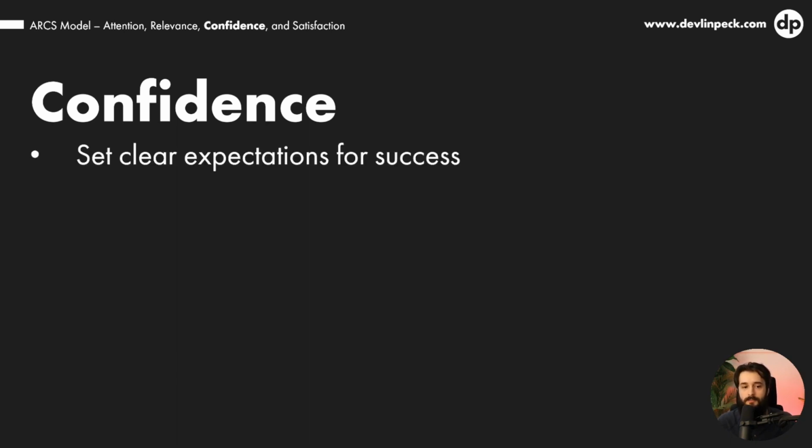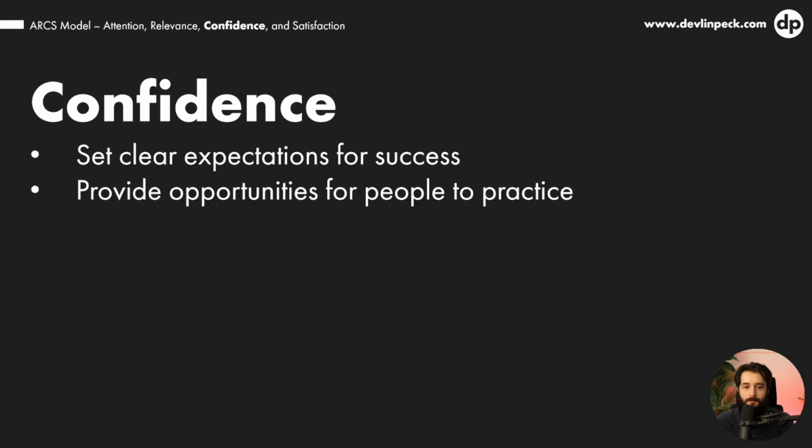So one way to do this is to set very clear expectations for what success looks like. Because if we don't do this, then people aren't going to know whether or not they're doing well. It's going to be very hard for them to feel confident because, maybe I'm doing this right, maybe I'm not. I don't know. I'm not confident about it. So we want to be very clear about what success looks like.